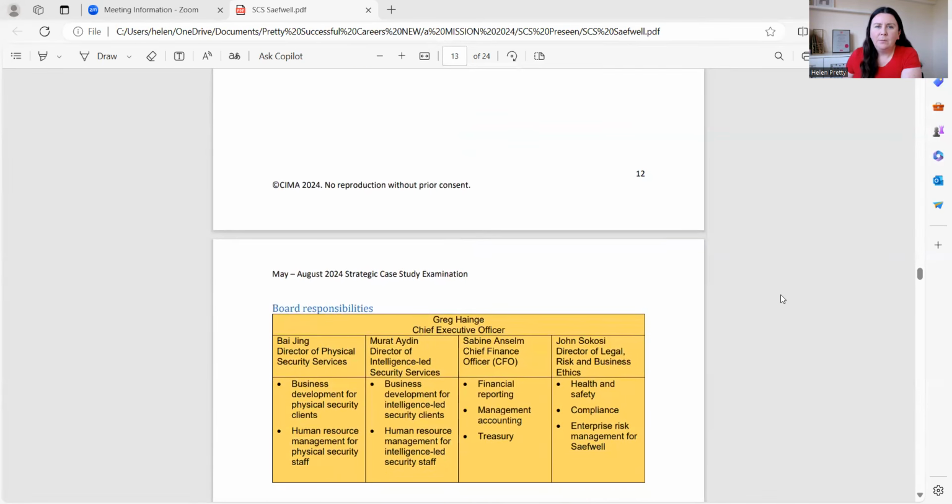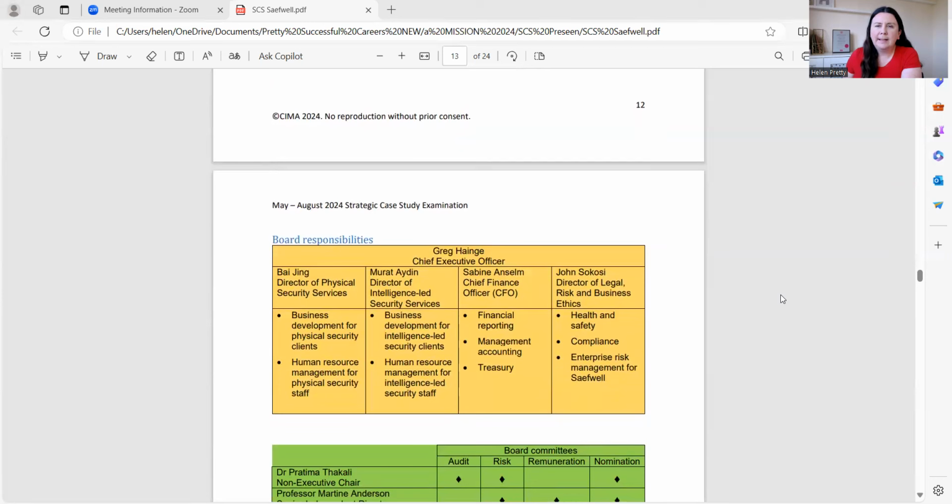On page 13, we have the board responsibilities laid out in the yellow table. Please review this table at your leisure as well. I will read it out. Greg is our CEO. The four members that report into Greg are Bay, which is the Director of Physical Security Services, Murat, which is the Director of Intelligence-Led Security Services, Sabine, who's the CFO, and John is the Director of Legal, Risk and Business Ethics.